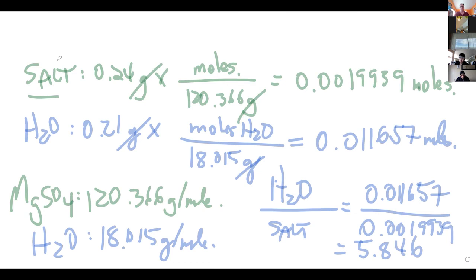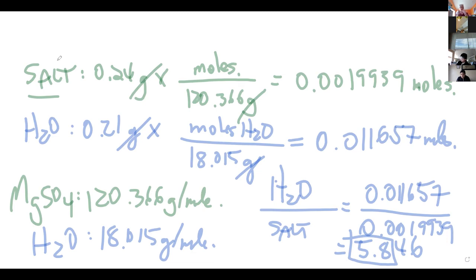So that ratio is 5.846. Then we round that to 2 digits because I've only got 2 digits in my mass. So I would get a ratio of 5.8, or 6. So I'm off by 1. So some things I could have done differently.